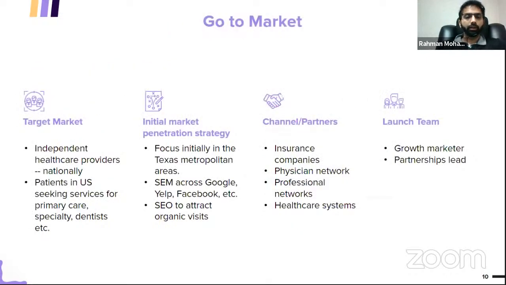And our target market is both patients who are seeking healthcare services, for primary care providers, specialists, dentists, chiropractors, and nurse practitioners. On the other aspect, we have independent healthcare providers who are, again, physician specialists who we will be onboarding to our platform.